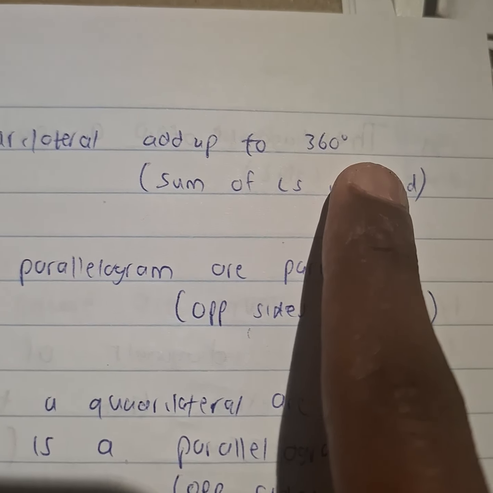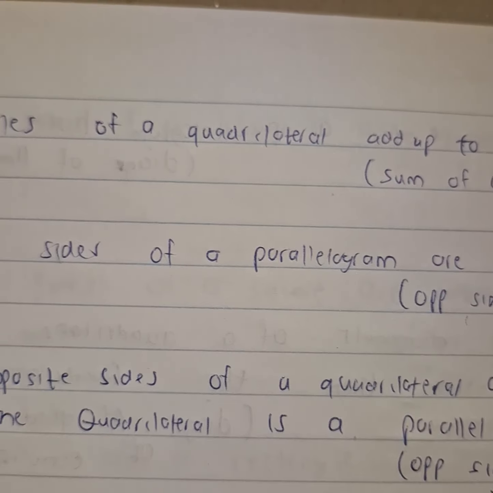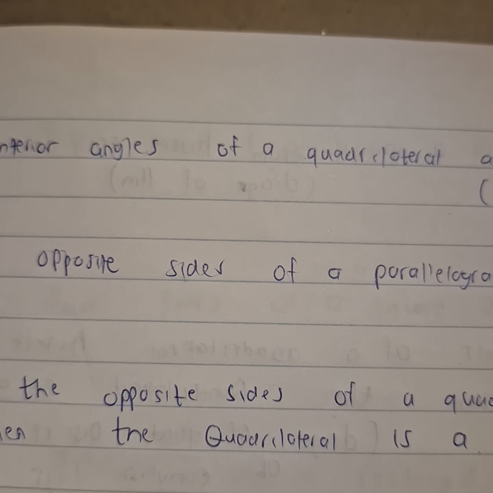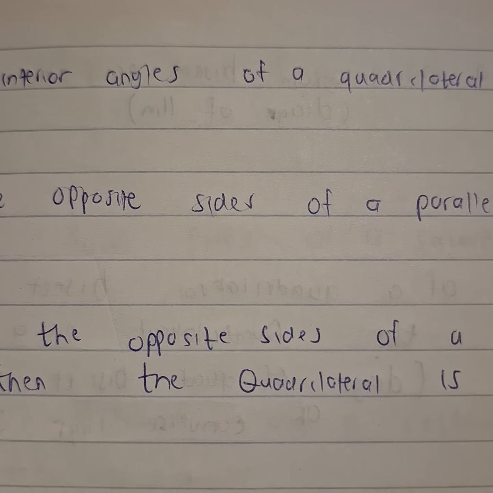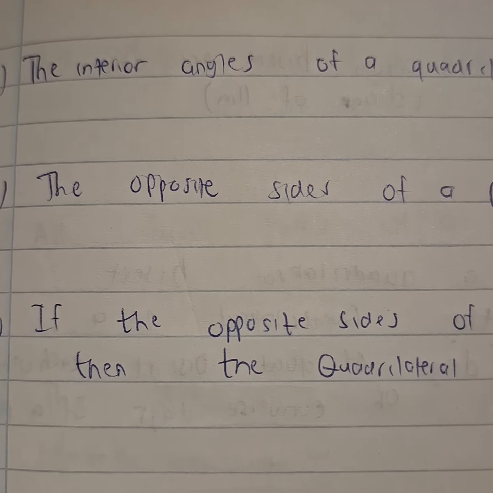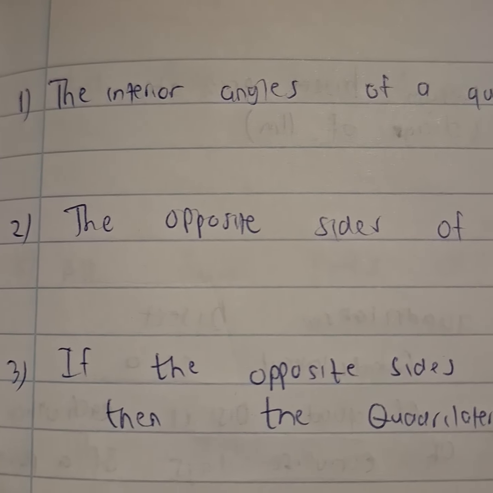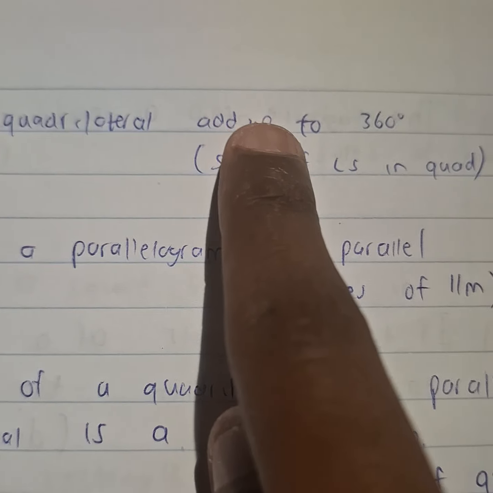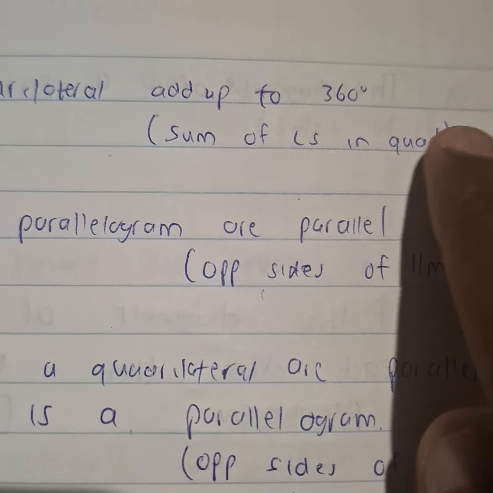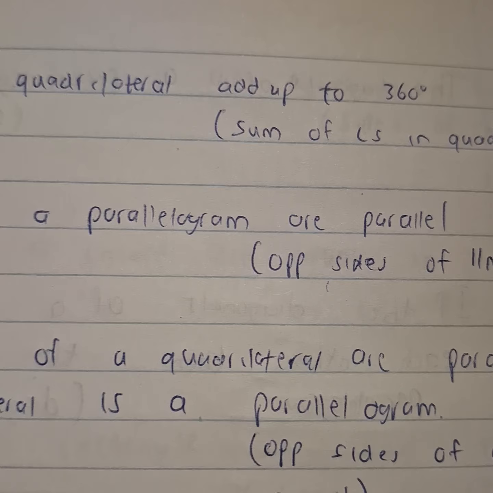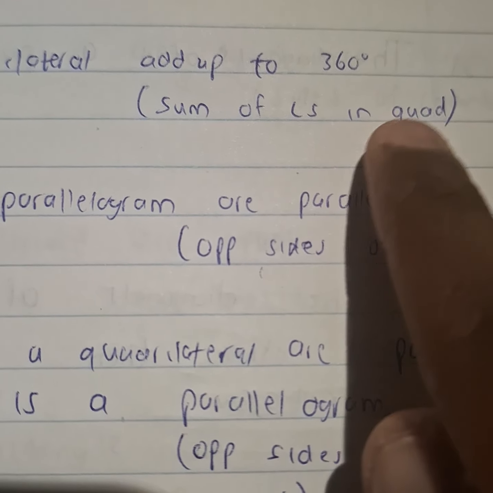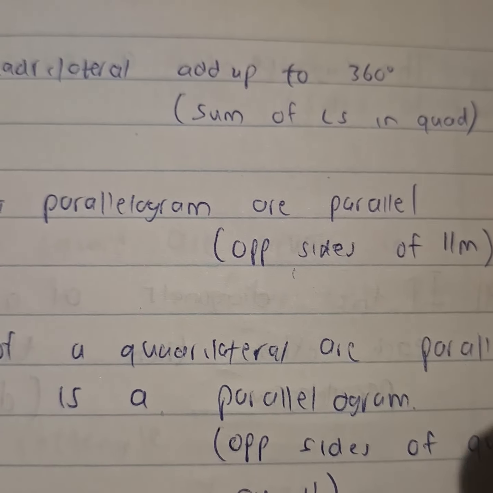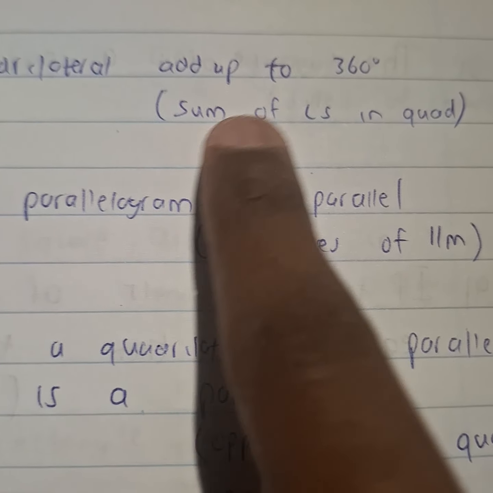So the first statement says the interior angles of a quadrilateral add up to 360 degrees. That means the inside angles of any quadrilateral, whether that be a rhombus, trapezium, a square, a rectangle, parallelogram, kite, add up to 360. So whenever we use that particular reasoning for a particular problem, we can add up all the angles equal to 360 and then write the reason: sum of angles in quad.